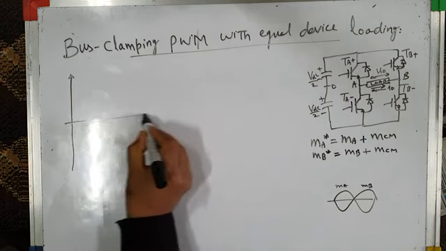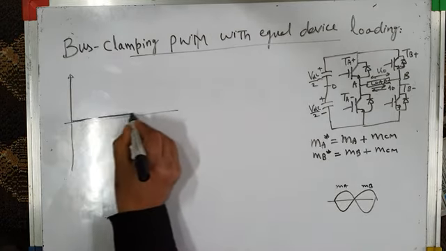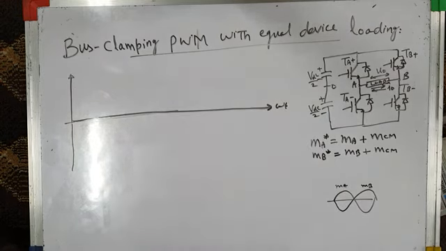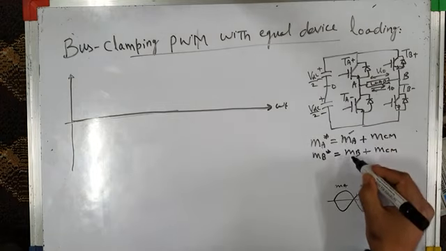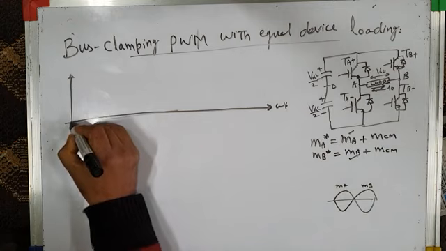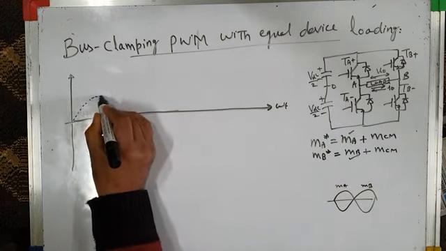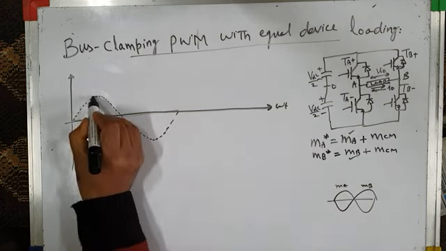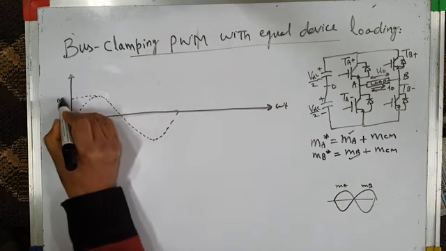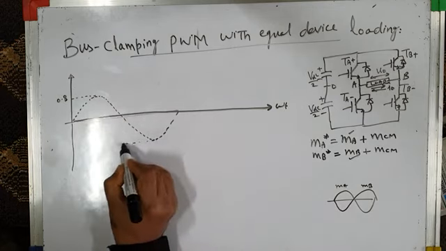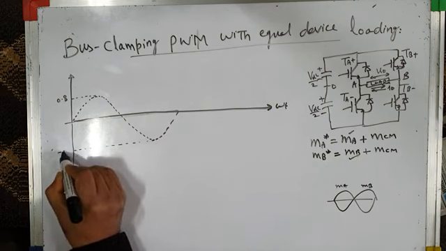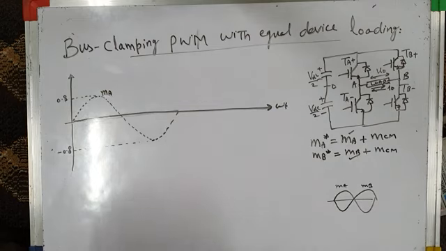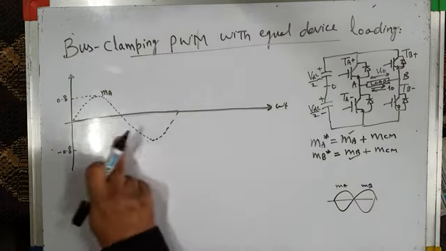For that purpose I have to draw the various waveforms. This is my omega t axis. First of all I will draw the actual sinusoidal modulating waves, MA and MB. So this is my, for example, MA. Let us suppose the modulation index is 0.8, so its peak value is 0.8 and minus 0.8. So this is my actual modulating wave, MA, which you can call V control A. It's the actual modulating wave.